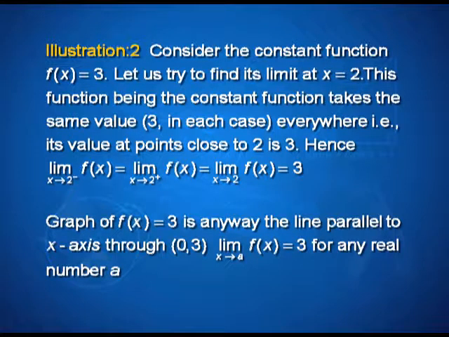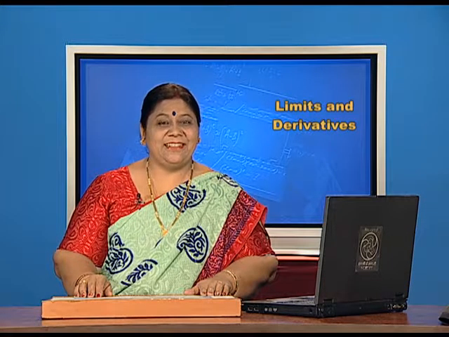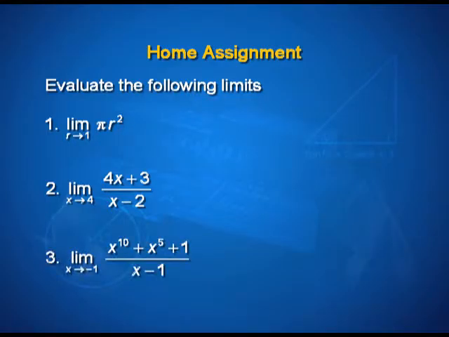Now, students, it is time to take up the home assignment. Take down the questions. Evaluate the following limits. Question number 1, limit pi r square as r tends to 1. Question number 2, limit 4x plus 3 upon x minus 2 as x tends to 4. Question number 3, limit x to the power 10 plus x to the power 5 plus 1 upon x minus 1 as x tends to negative 1. Thank you.